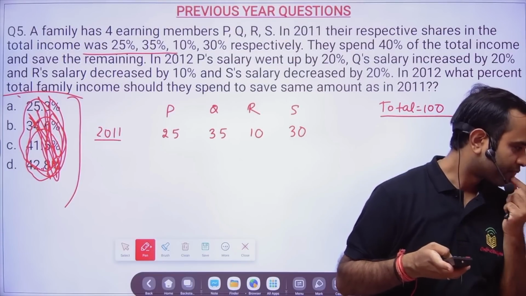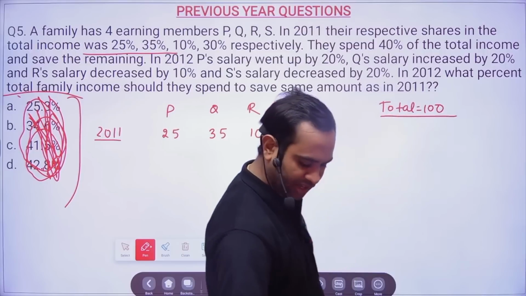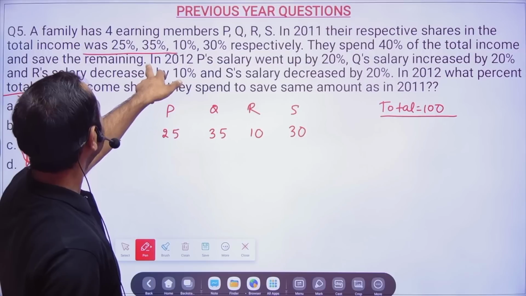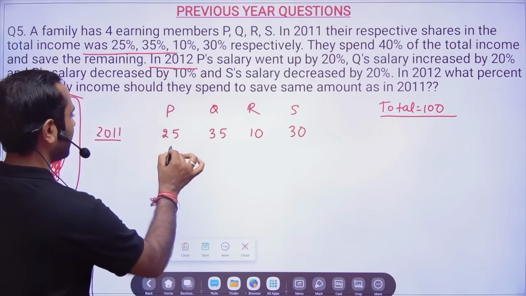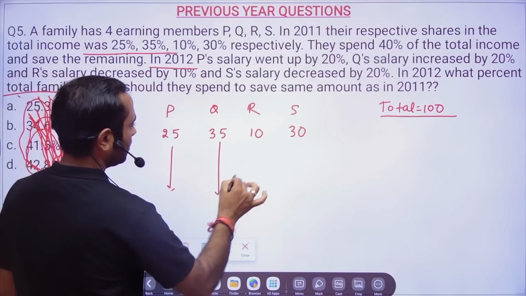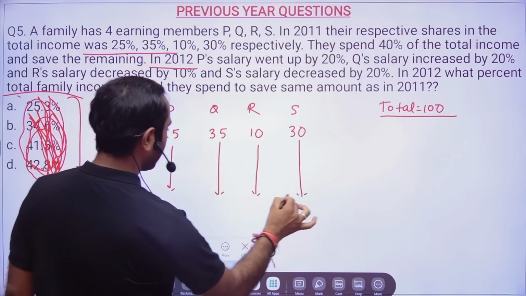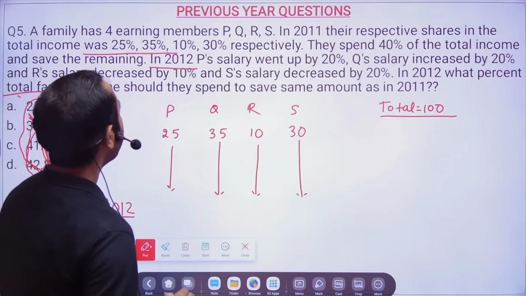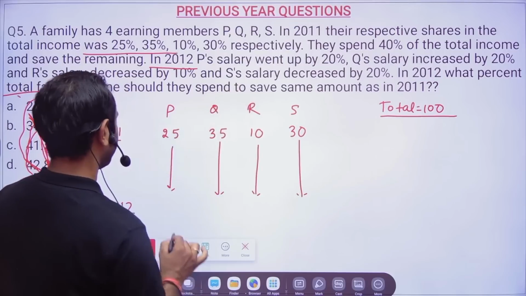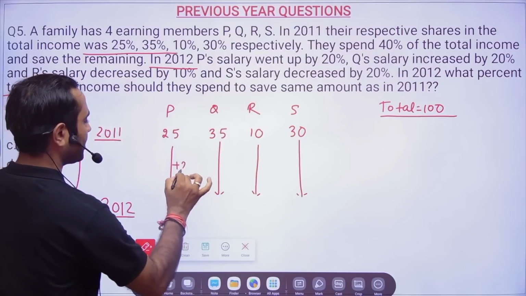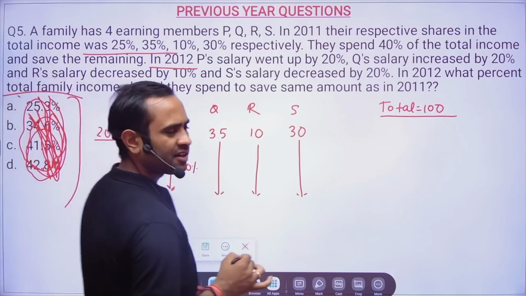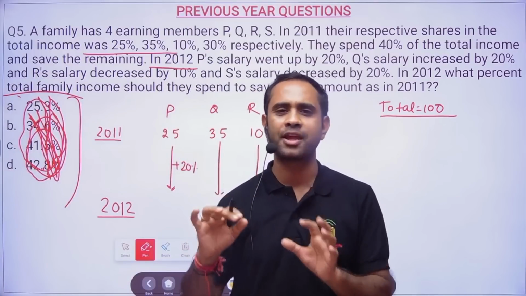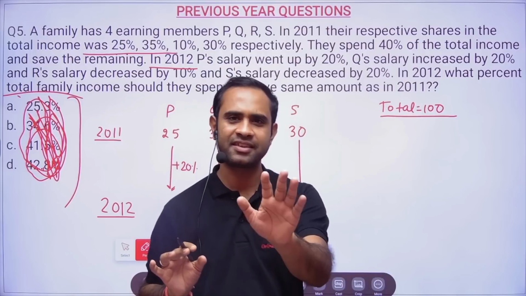Okay, fine. Now, friends, what they are telling is, in 2012, P salary went up by 20%. Means here there is an increment of 20%. Now friends, at least you grow up, man. You don't start calculating 25 into 20 by 100. If you are doing that, TCS is not for you.